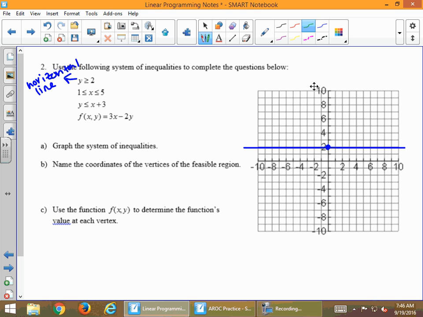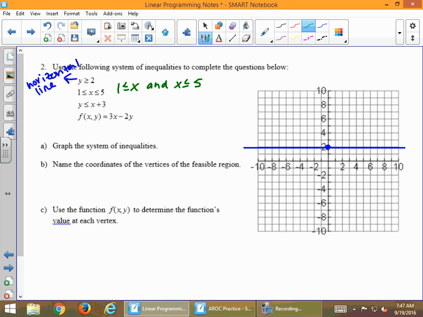Here, this is a little different because you have 1 is less than or equal to x, which is less than or equal to 5. That's like breaking this up into 2 different ones. Right? That's like saying 1 is less than x, and x is less than or equal to 5. It's like breaking it up into 2 different inequalities.